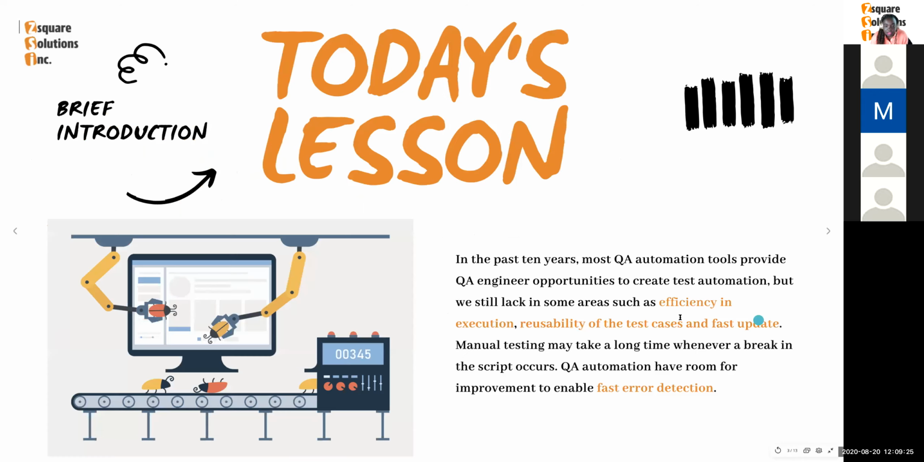All right. So for today's lesson, I want to set the stage and start talking about where we have been the past 10 years in terms of most QA automation tools. They've been providing QA engineers the opportunity to create test automation, but we still lack in some areas: efficiency, execution, and reusability of test cases, and fast updates. Manual testing usually takes a long time whenever there's a break in the system. So there's still a lot of room for improvement for QA automation to enable fast error detection.